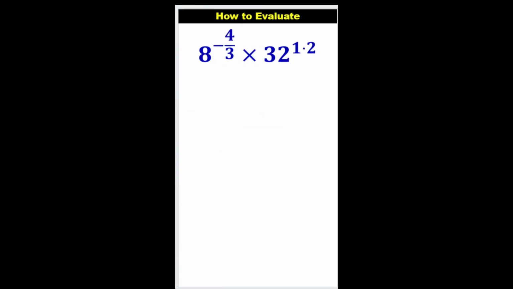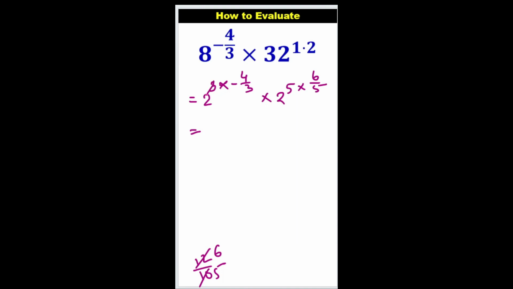How to evaluate 8 to the power minus 4 by 3 into 32 to the power 1 by 2. Look, this 8 we can write as 2 to the power 3, and here is minus 4 by 3, into 32 we can write as 2 to the power 5, 1 by 2 means into 6 by 5. How? Look, 12 divided by 10, here is 6 and here is 5.